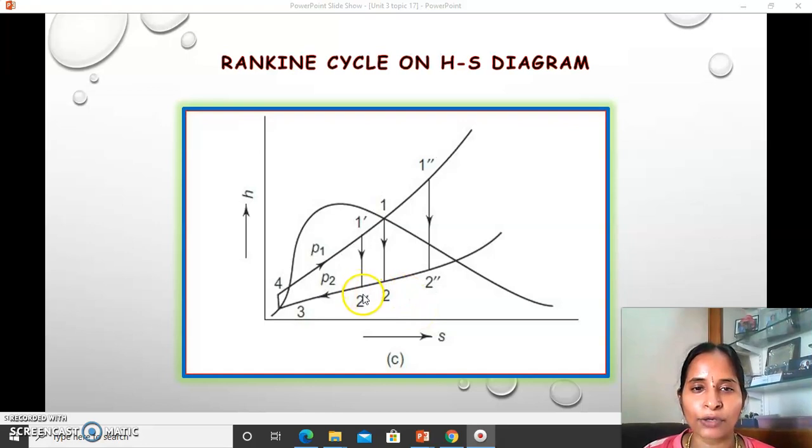So here I am now presenting the HS diagram for the Rankine cycle. You know HS diagram very well, you would have practiced it more. The HS diagram is also known as the Mollier chart. Same as what we discussed in the PV and TS diagrams, in the HS diagram also the four processes have been shown. The Rankine cycle consists of four processes, 1, 2, 3, 4.